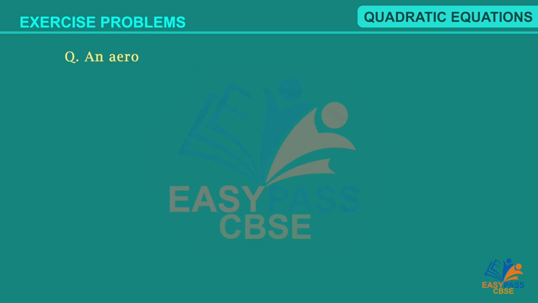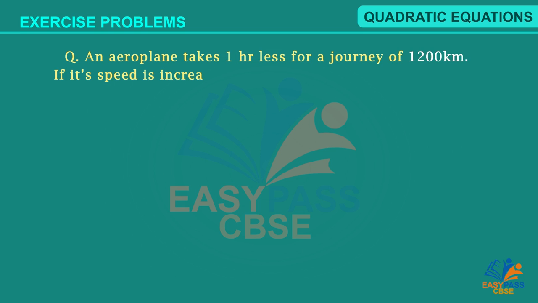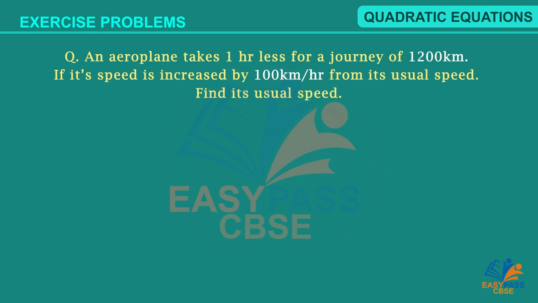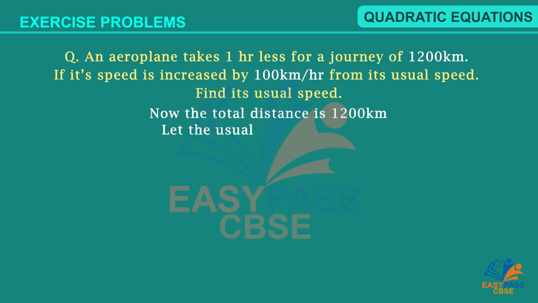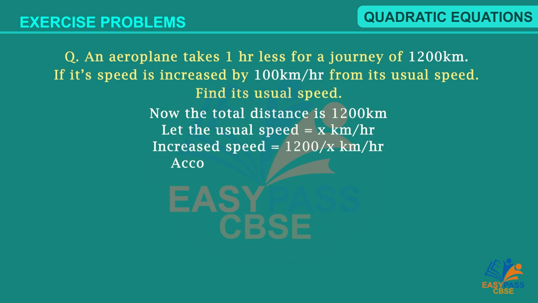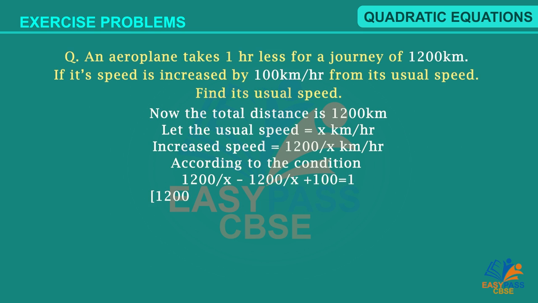Next question is related to an aeroplane. An aeroplane takes 1 hour less for a journey of 1200 kilometers if its speed is increased by 100 kilometers per hour from the usual speed. What is the usual speed? Solution. The total distance is 1200 kilometers. Now, let the usual speed be x kilometers per hour and the increased speed be x plus 100. According to the condition, 1200 by x minus 1200 by x plus 100 is equal to 1.